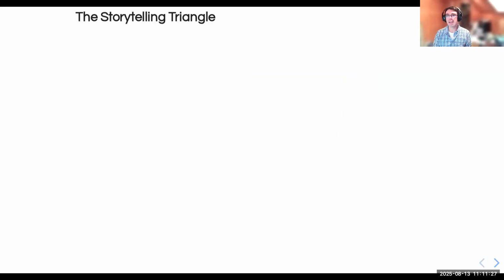Now we can think about this as also three different categories of visualization as well, because there are different ways that we construct visualizations for different audiences.